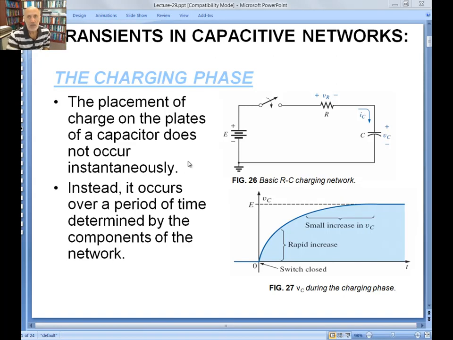All right, let's look at the transient response in a capacitive circuit. The placement of charge on the plates of a capacitor does not happen instantaneously. In other words, if I look at this capacitor, I'd like to charge it up through this resistor. You have a switch and you close the switch. Let's say I have a 12-volt source. The voltage across the capacitor is going to build up exponentially.